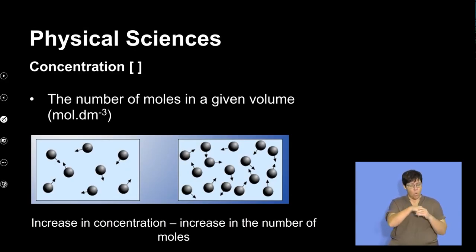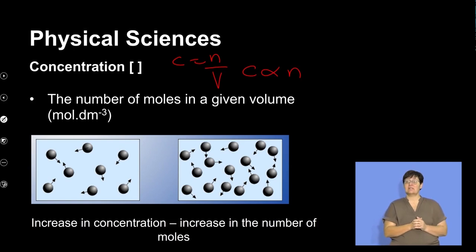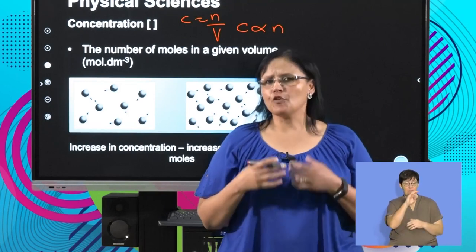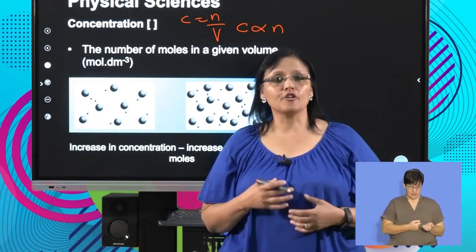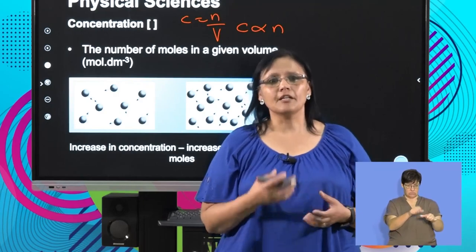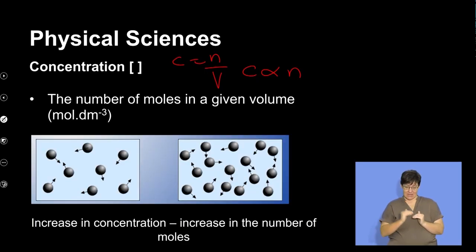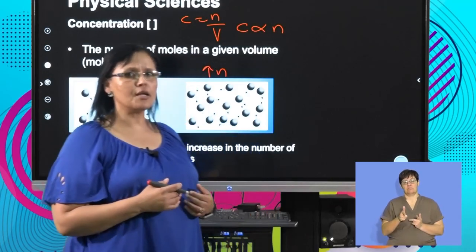Firstly, I want to remind you that when we have an increase in concentration, according to C = n/V, I said to you the last time that the concentration is directly proportional to the number of moles. So the concentration is your number of moles in a given volume. If the volume is kept constant and the concentration is increased, then it basically means you have a higher number of moles compared to the concentration before. So an increase of concentration leads to an increase in the number of moles.